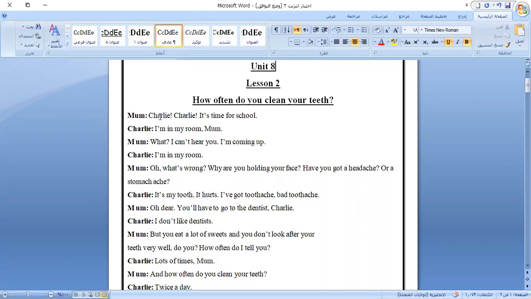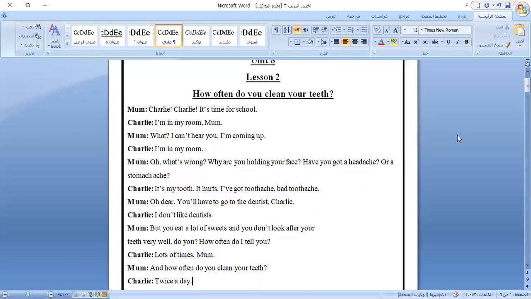Mom: Charlie, it is time for school. Charlie: I am in my room, Mom. Mom: I can't hear you. I'm coming up. Charlie, I am in my room. Oh, what's wrong? Why are you holding your face? You have got a headache or a stomachache? Charlie: It is my tooth. It hurts. I've got toothache, bad toothache. Mom: Oh dear, you'll have to go to the dentist, Charlie. Charlie: I don't like dentists.